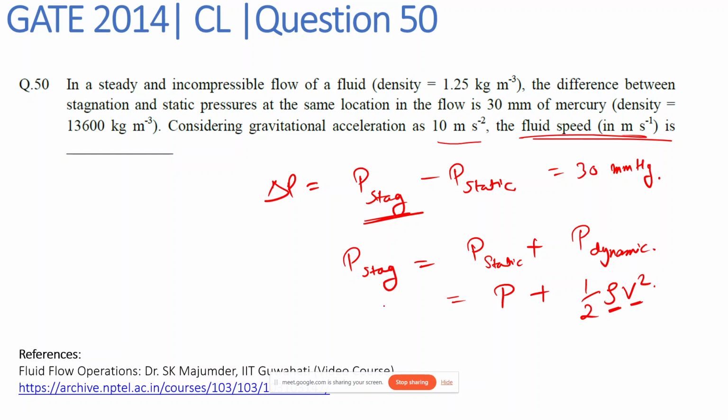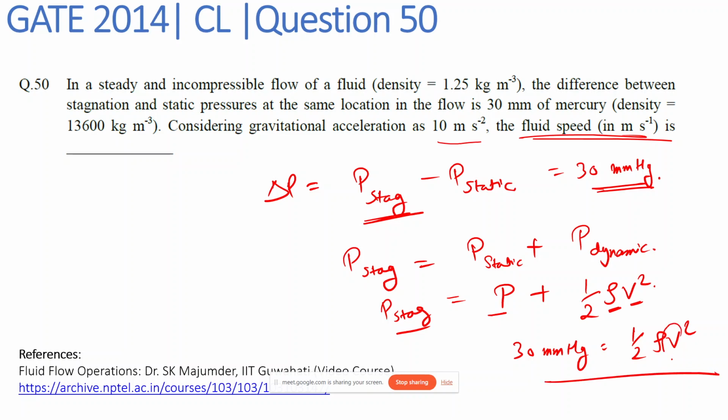Now in this question, we have been given this term P stagnation minus P static, that is equal to 30 mm of Hg. So basically we can simply write 30 mm of Hg is equal to half rho v square, and using this equation we can calculate the velocity. But on the left hand side, we have been given the pressure in terms of mercury head. So we need to change this pressure into relevant units. We can simply use rho g h to calculate the pressure and then equate it to half rho v square.